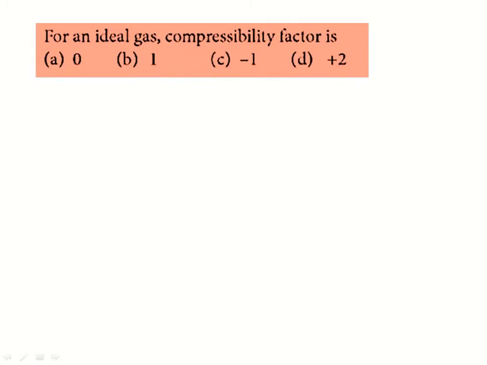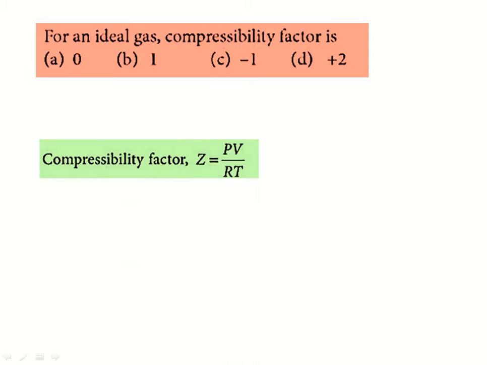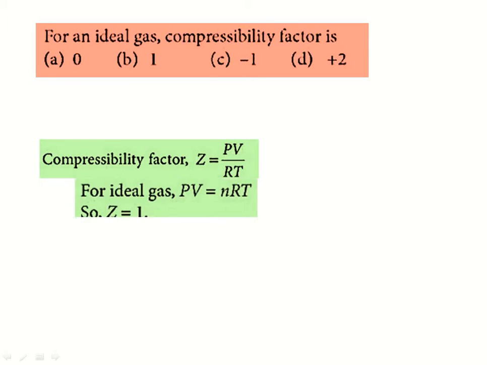Next question. For an ideal gas, compressibility factor is. Actually, compressibility factor Z is equal to PV by RT. For an ideal gas, PV is equal to nRT. For 1 mole, Z is equal to 1.